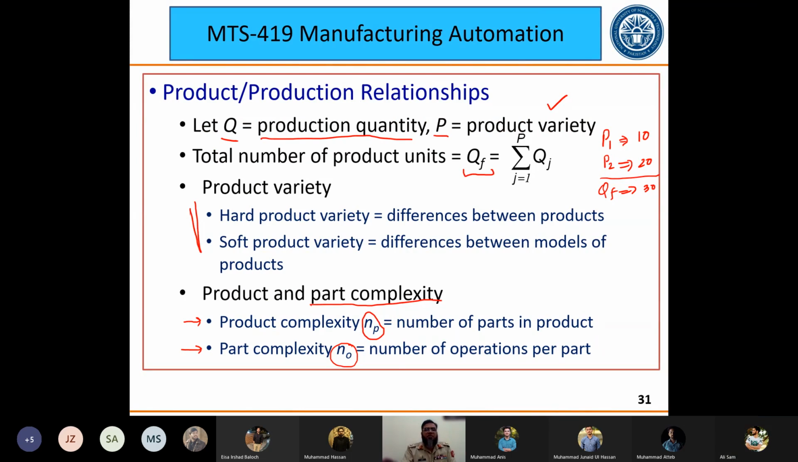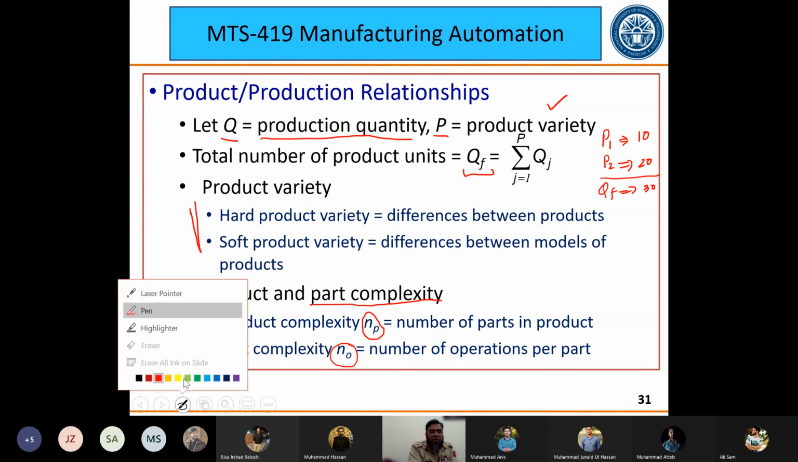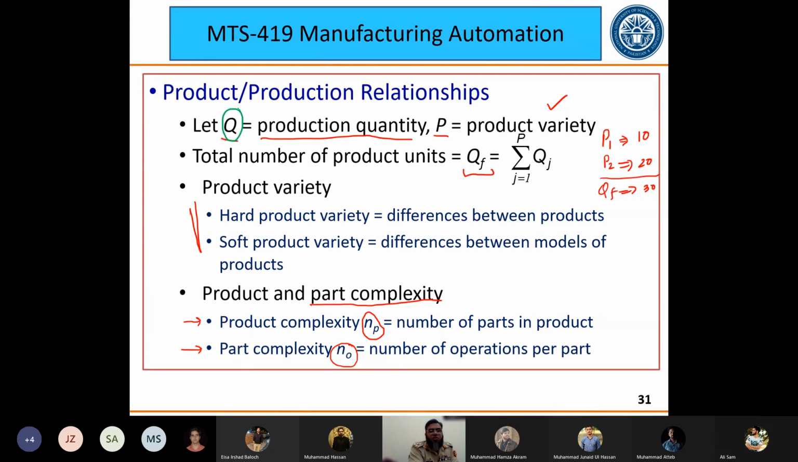So just look at this, that if we have a production quantity which is denoted by Q, and we have a product variety which is denoted by P. So product variety means that, let's see, P1 is the product variety 1. So we are actually making 10 parts as P1, 20 parts as P2. So we will have total number of products which is QF, which can be given by this 30. So QF is how many parts of product variety number 1 are being made and how many parts of product variety number 2 are being made.